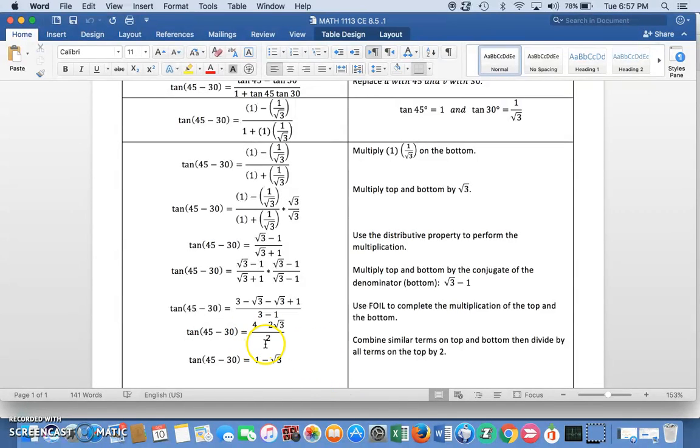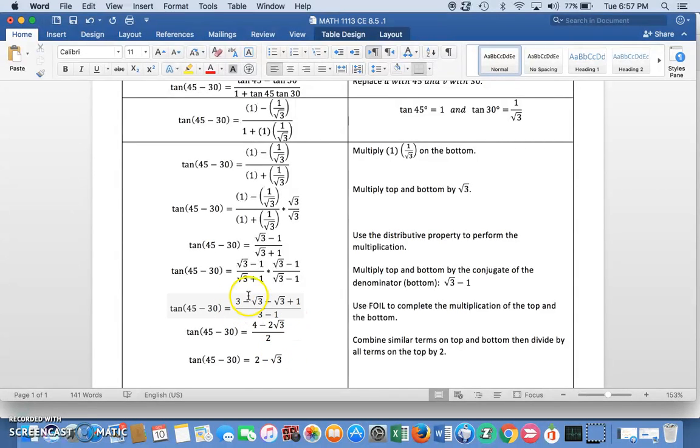4 divided by 2 should be 2. And here, 2 times the square root of 3 over 2 would just be 1 times the square root of 3. This would be your answer in its lowest terms.